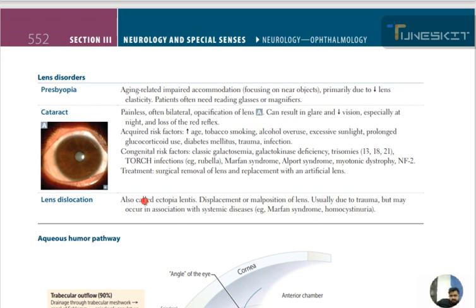Lens dislocation, it is also called ectopia lentis. It is displacement or malposition of the lens, usually due to trauma, but may occur in association with systemic diseases like Marfan syndrome, homocystinuria.